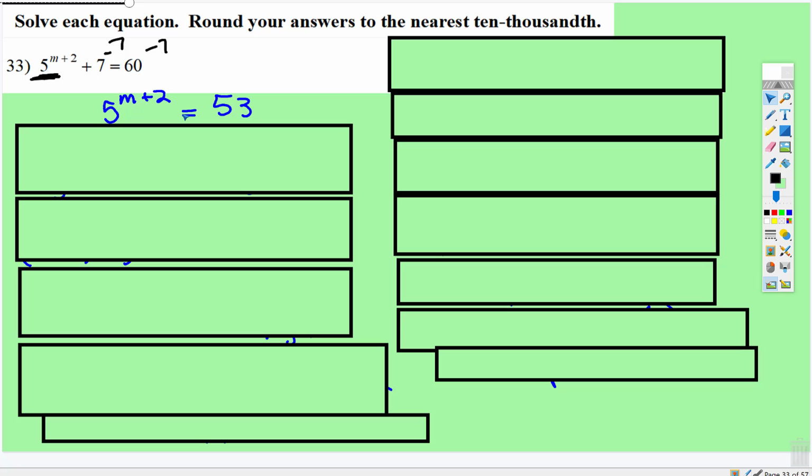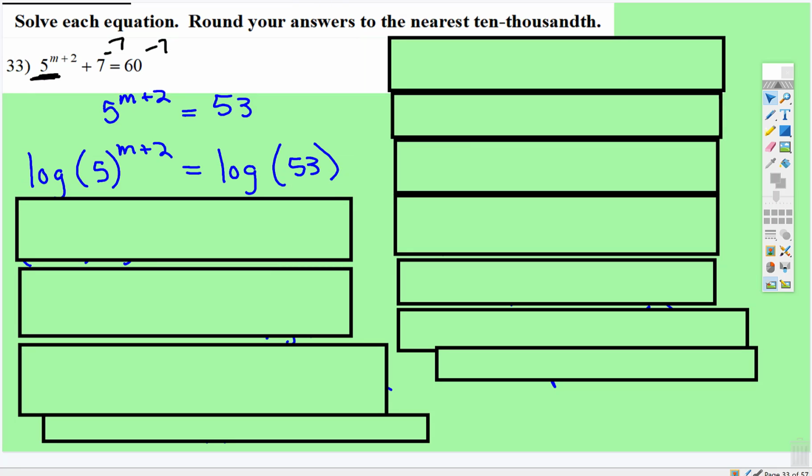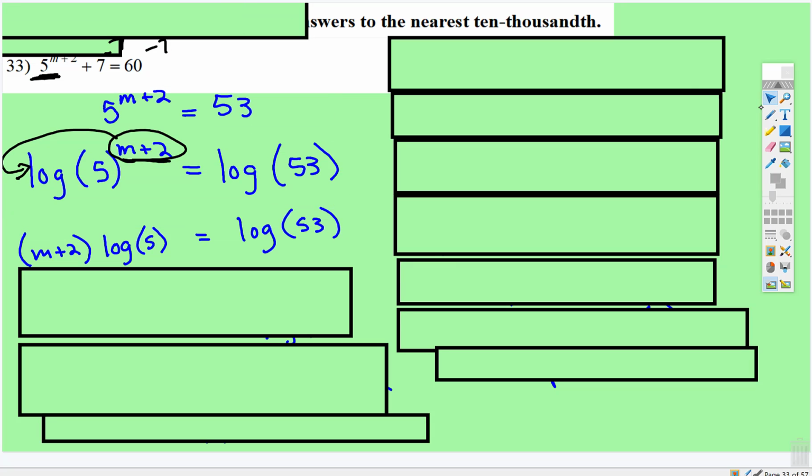Now it's that, oh man, now what do we do? Well, this is where you're going to take the log of both sides. And remember, you have to use the properties of logarithms. So this exponent, that entire exponential phrase, is going to be brought down in front. Well, now you've got this being multiplied by this value right here. So the inverse of multiplication is division. So we're going to divide both sides by log of 5.